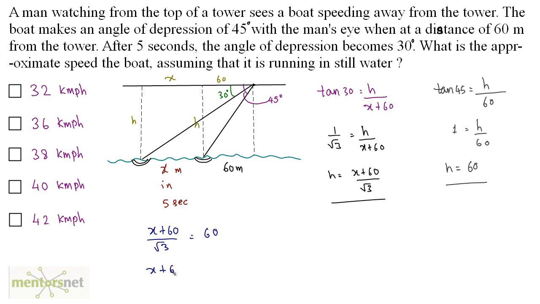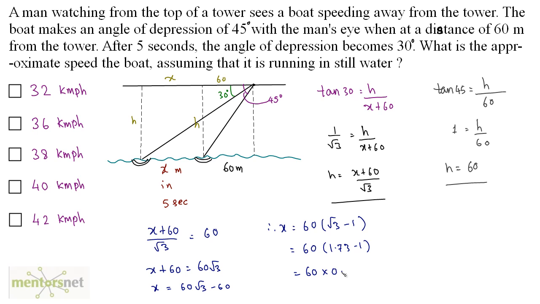So x plus 60 is equal to 60 root 3, right? Now x is equal to 60 root 3 minus 60, isn't it? If I take 60 common, x is equal to 60 times root 3 minus 1. Root 3 is 1.73. So 60 times 1.73 minus 1, and that's 60 times 0.73, right? And this is in meters. So we have the distance x given in meters.